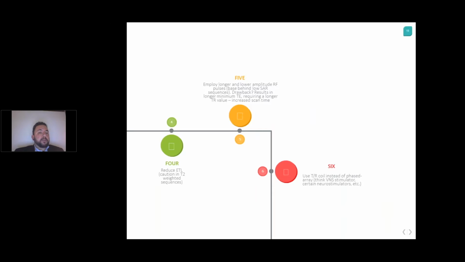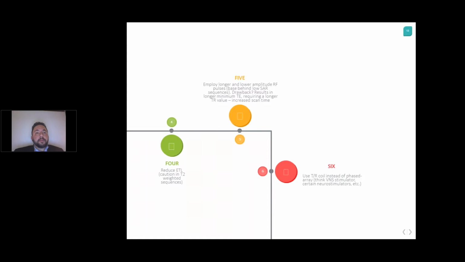Reduce the echo train length. I will caution you in T2 weighted sequences, as this will position your effective TE at a shorter TE value, so use with caution. But a reduction in echo train length will aid in reducing your SAR. The mechanism employed in our facility when we reduce the echo train length in T2, we tend to then enable driven equilibrium or drive that will help us to have an increase in fluid intensity.